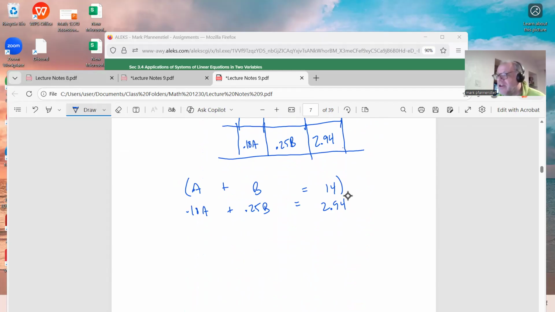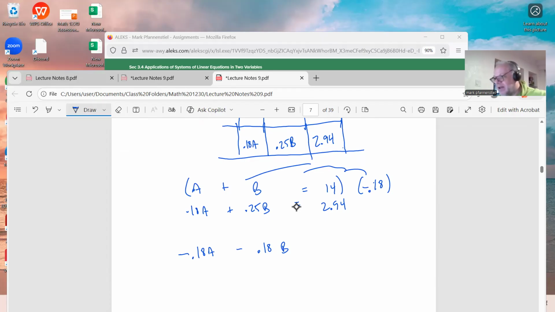Now, I'm going to choose to do elimination on this one because that's the way I like to do these problems. Okay, you can do substitution, that's fine. I like elimination, I think it's faster. So we're going to multiply the first equation by negative 0.18. So this is negative 0.18a minus 0.18b. Just multiplying this 0.18 times everybody here.